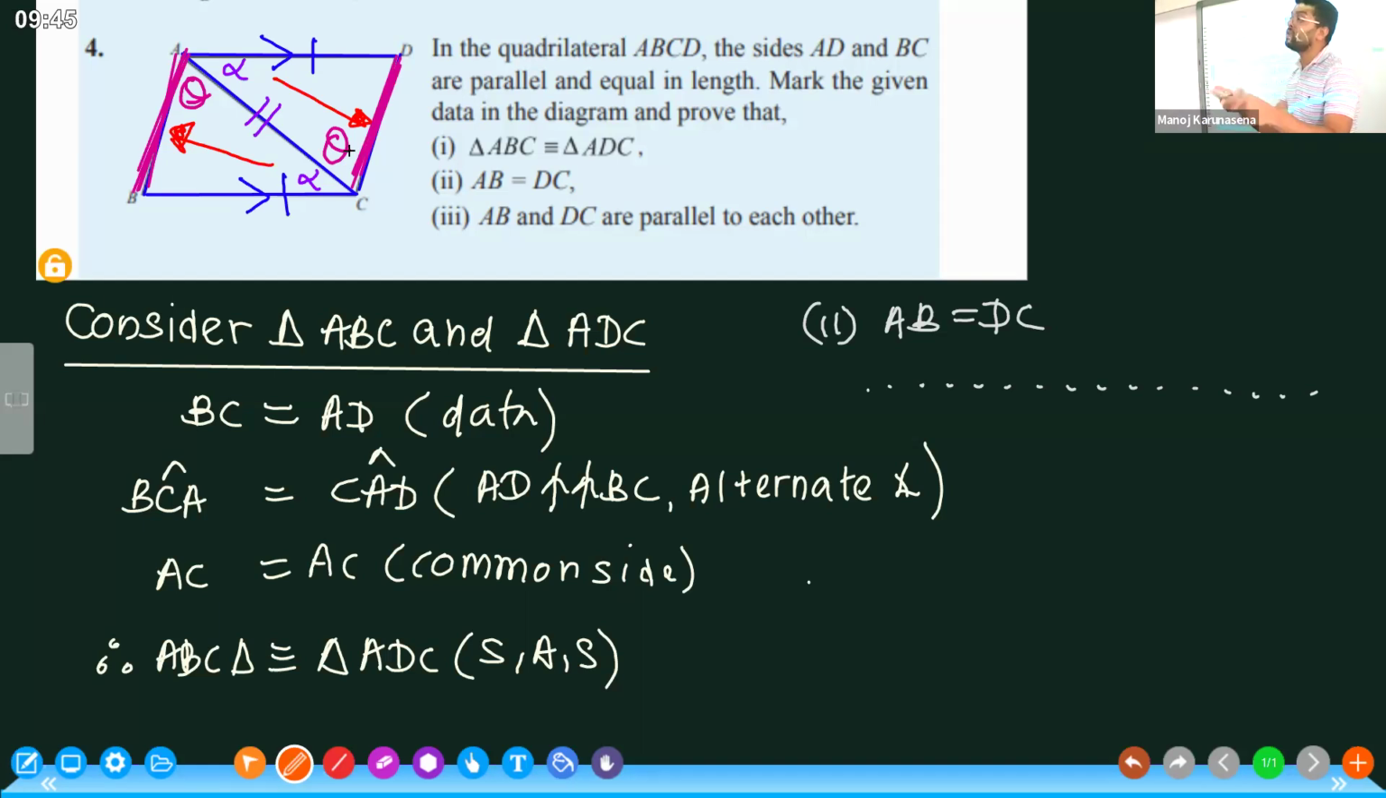Corresponding elements of congruent triangles. Therefore, since these angles are equal, then the two lines are parallel. Clear enough? Right.